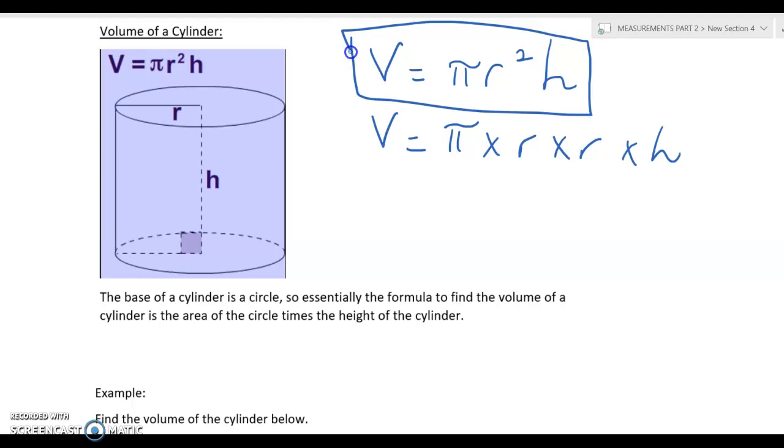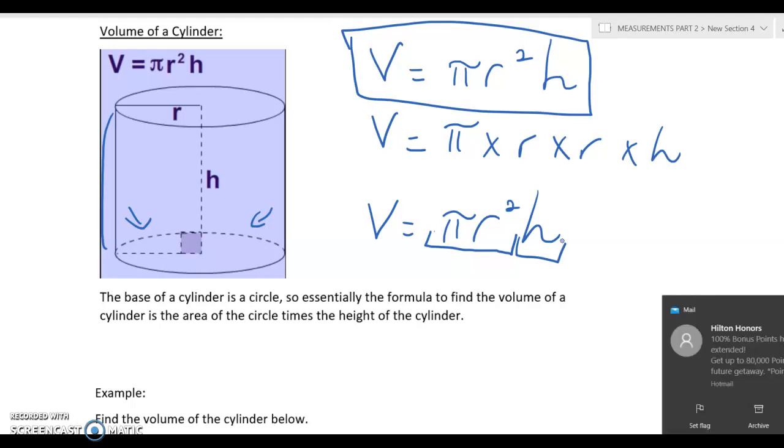Now, what you need to know is that the base of a cylinder, if you look at the base of the cylinder here, is a circle. So essentially, the formula pi r squared by height, the volume of a cylinder, is really the formula for the area of a circle, pi r squared, which we then multiply by the height of the cylinder. So something good to note: volume is really the area of the circle times height, pi r squared times height.